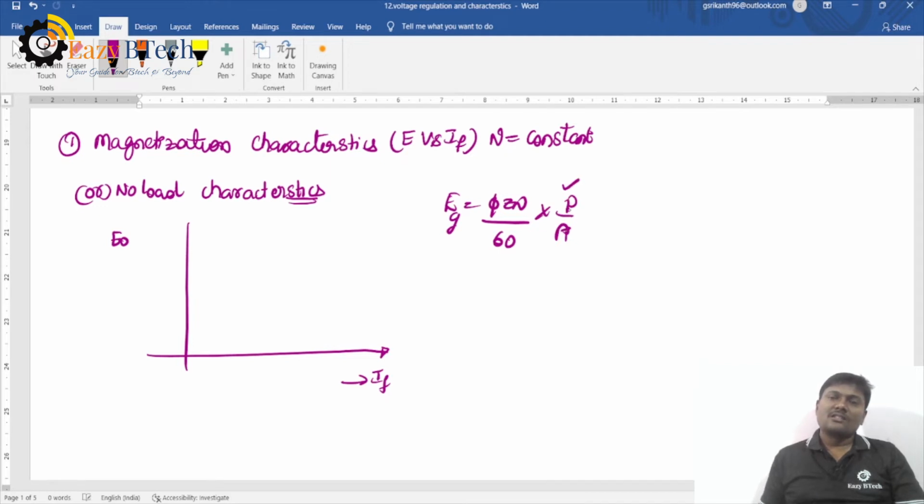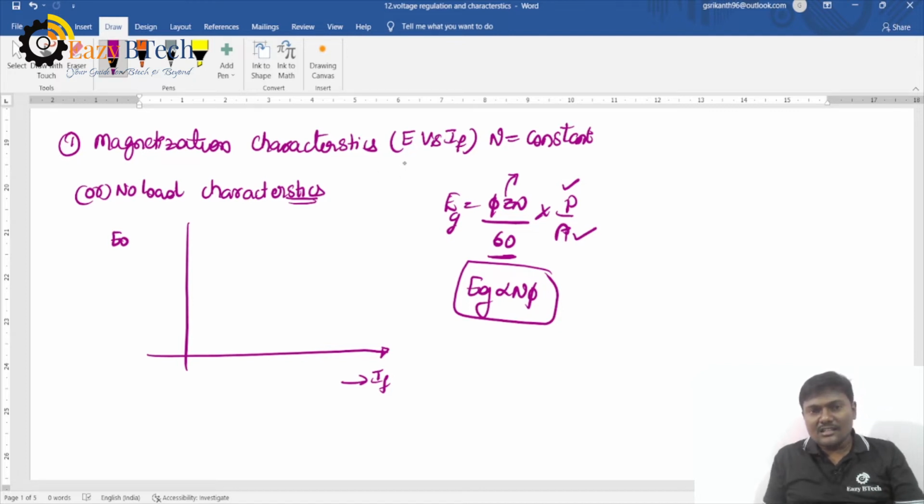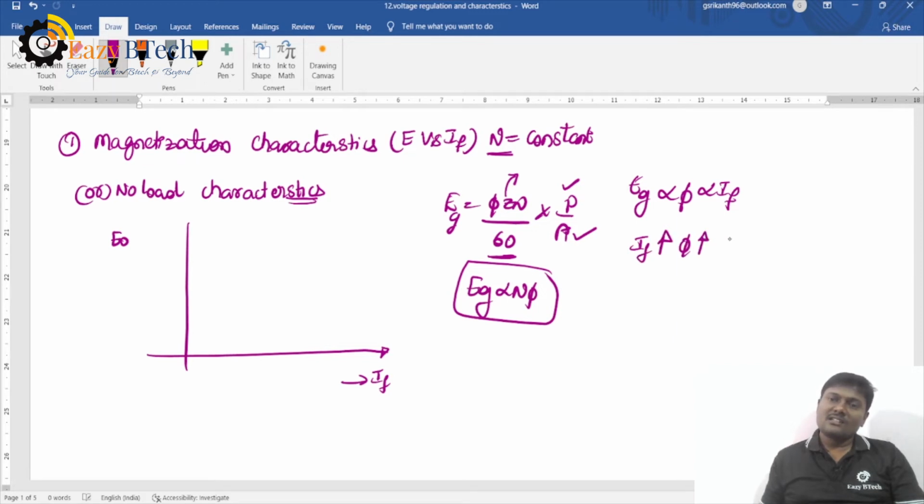Once the design is over, this term is constant, this term is also constant, the number of conductors is also constant, 60 is also constant. Then Eg is directly proportional to N phi. As I said, when you are drawing magnetization characteristics, the speed of the prime mover is maintained constant. Then Eg is directly proportional to flux, and flux is directly proportional to field current. As field current increases, the number of flux lines increases, and generated EMF also increases. As field current further increases, the flux lines further increase, and generated EMF also further increases.